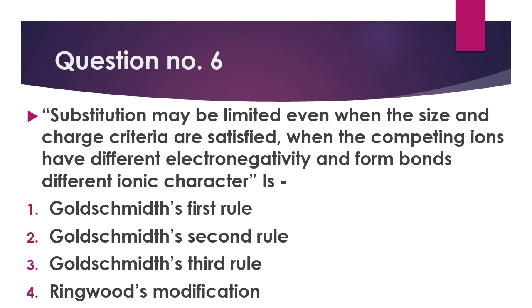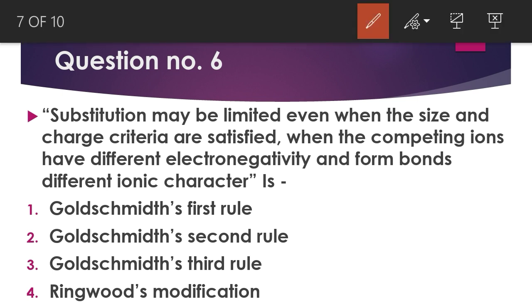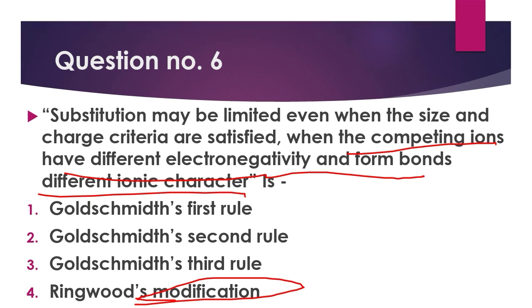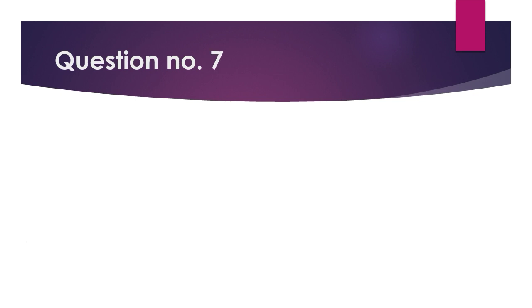So it is the Ringwood's modification for the Goldsmith's rule, as the Goldsmith's rule says that if charge and size of any ion are the same, then they can substitute each other. But this is modified by Ringwood, so that the competing ions have different electronegativity. That's why they will form different ionic character, and this ionic character will lead to a different type of ionic substitution. So here it is said by the Ringwood's modification. Option number 4 will be your right answer.